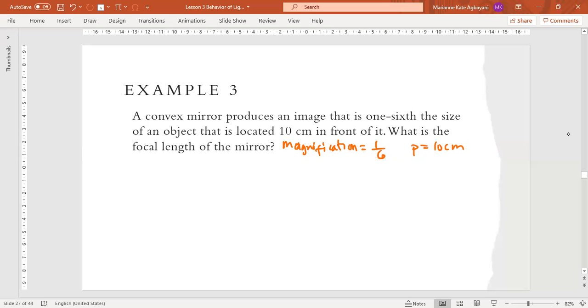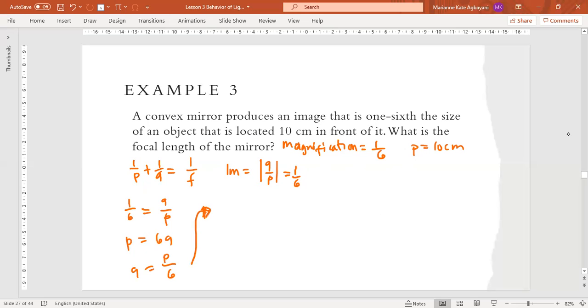Okay, so we have here our focal length is unknown. So the solution will be 1 over P plus 1 over Q is equal to 1 over F, since focal length ang hinahanap. Our linear magnification is equal to the absolute value of Q over P, which is equal to 1 over 6. So we have 1 over 6 is equal to Q over P. So P is equal to 6Q, and Q is equal to P over 6. Okay, so what's next?